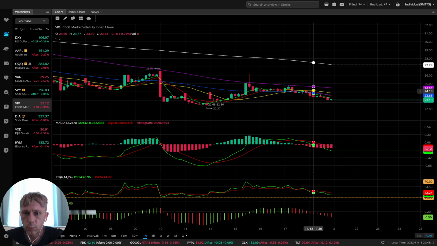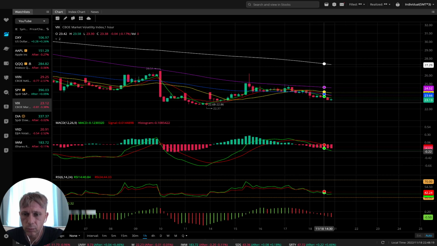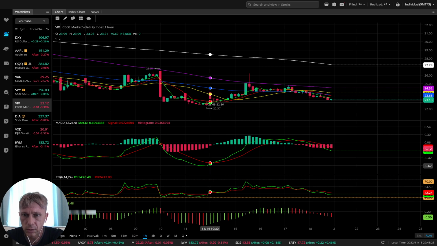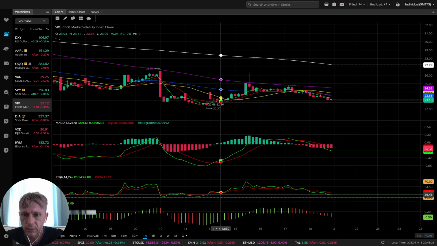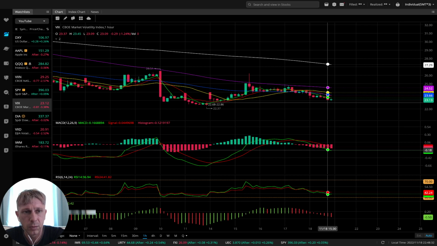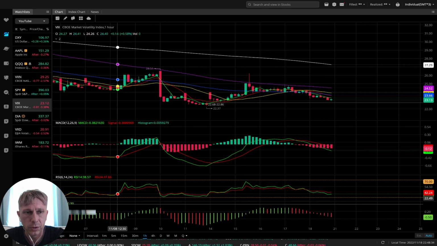Same on 1 hour. 1 hour it's a bearish signal on 1 hour on all indicators. It's building bullish divergences. Let's see, uptrend, building bullish divergences, and VIX wants to go bullish. So far it's still bearish signal, but it's building bullish divergences.